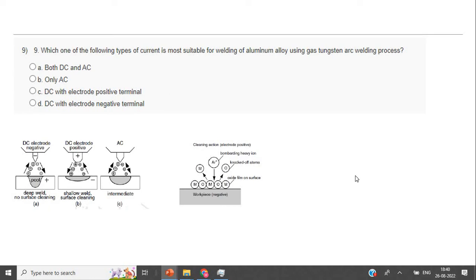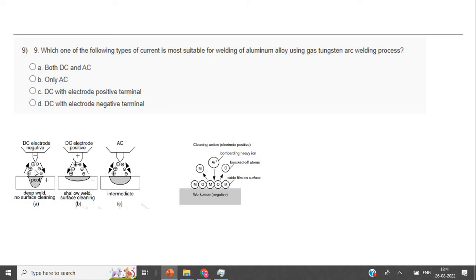Suppose I consider aluminum: the approximate melting point of aluminum is around 660 degrees Celsius, right? But the aluminum oxide, Al2O3, formed on the surface of the metal due to exposure to the atmosphere, has a melting point higher than aluminum. As I said, pure aluminum melts at around 660 degrees Celsius, but the aluminum oxide that forms has a melting point of around 1500 degrees Celsius, well above 1000.